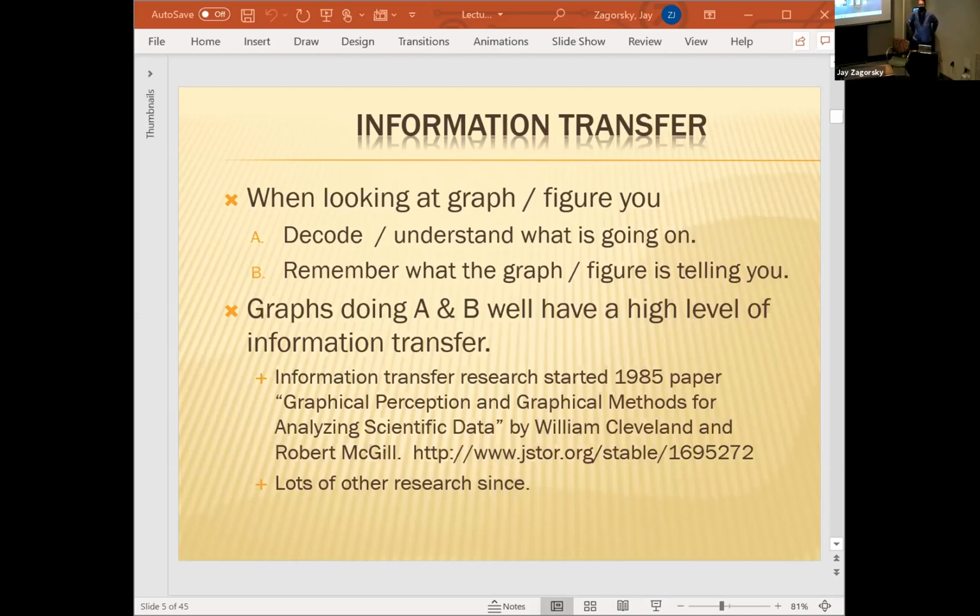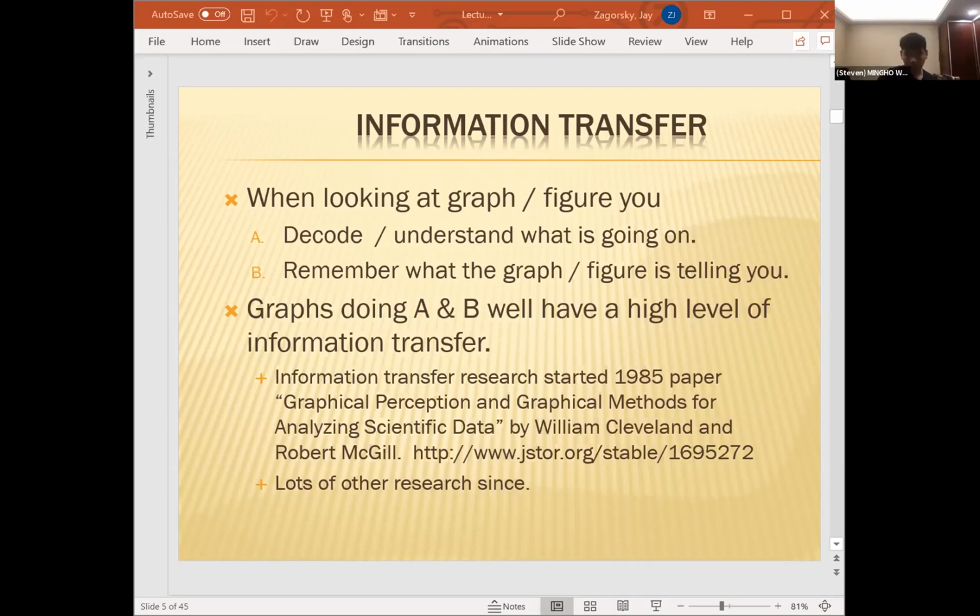All right. Hopefully you can still see the slides online. It says information transfer. We're looking at a graph. No? Yes? Anybody? Iris, can you still see the slide online?